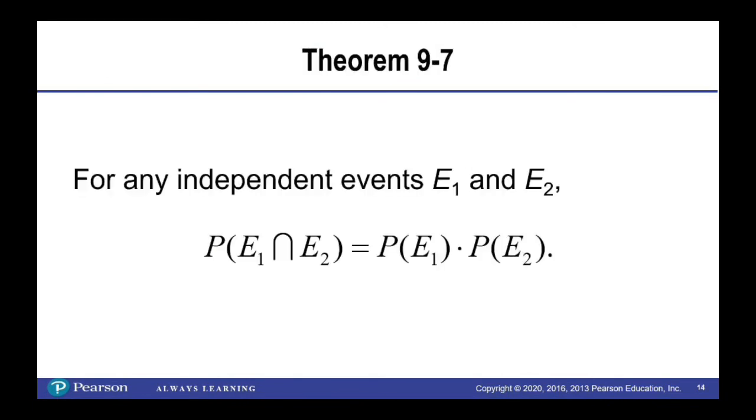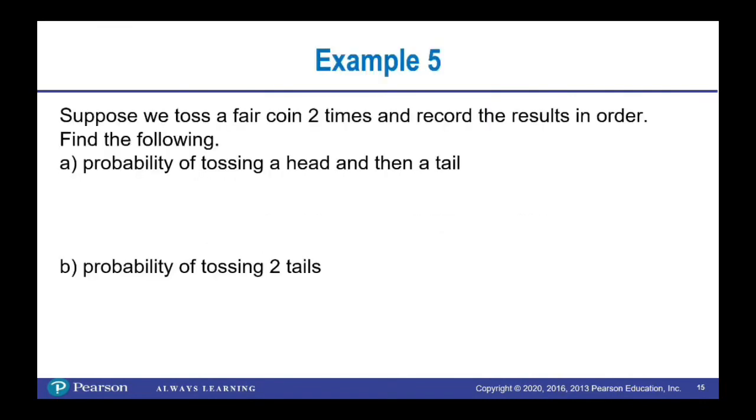Independent events. Remember, independent means they don't impact each other. We multiply their probabilities. So look at example 5. Suppose we toss a coin 2 times and we record the results. First, we want to know the probability of tossing a head and then a tail. Well, a head is 1 out of 2 possible outcomes, times a tail is 1 out of 2 possible outcomes, so we have a probability of 1/2 times 1/2. Multiply your numerators gives us 1. Multiply the denominators is 4.